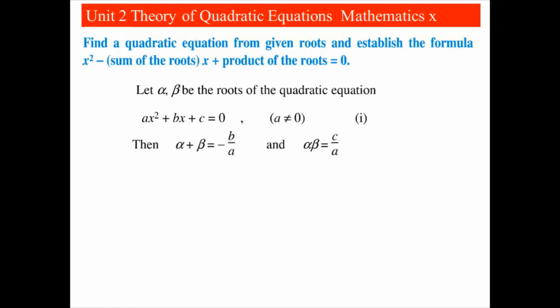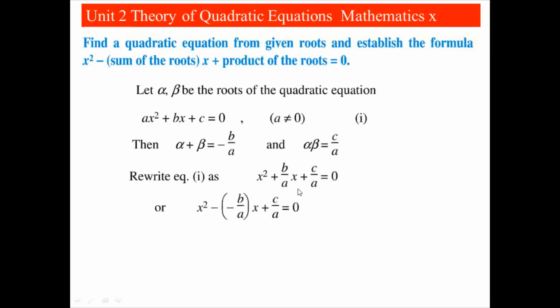Now we know that sum of the roots is equal to minus b by a and product of the roots is equal to c by a. We can rewrite equation 1 as x square plus b by a x plus c by a is equal to 0. Just we have to divide this equation by a. So we have this form of the equation. Now we can write this plus b by a x as minus into minus b by a. When this minus is multiplied with this one, it will be equal to plus b by a. So we can write this equation in this form.